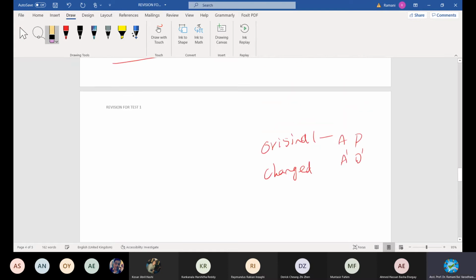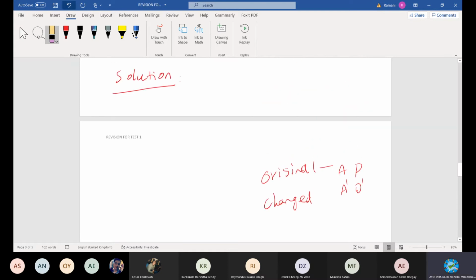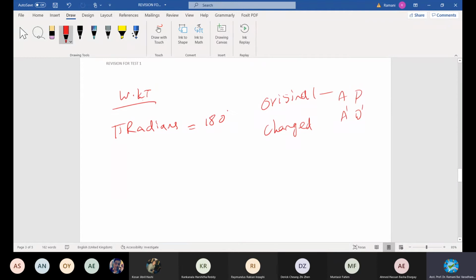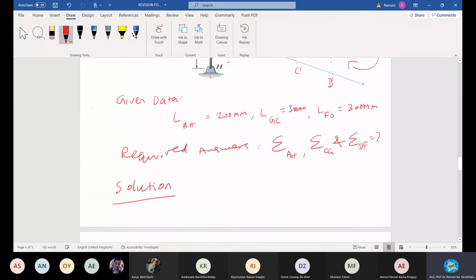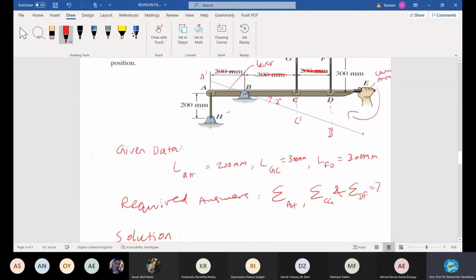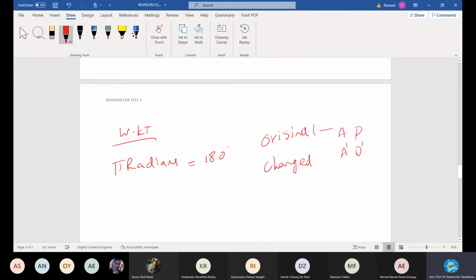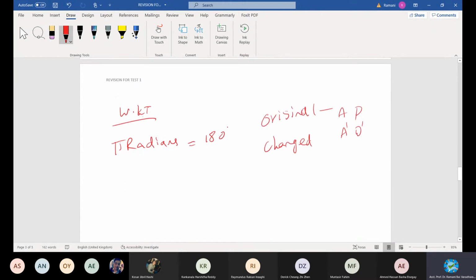Radians and degrees in trigonometry you would have studied. If not, write it like this. We know that pi radians equal to 180 degrees. Because we cannot substitute 2 degrees as it is for calculating the values. It is possible by trigonometry, but let's change to radians.